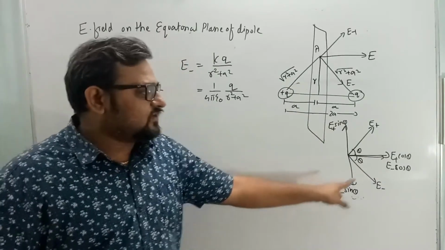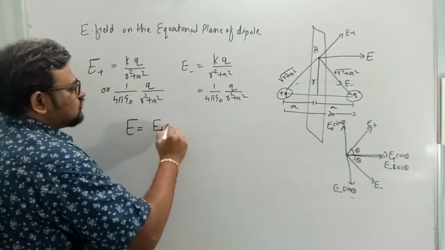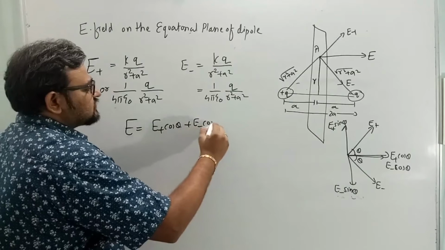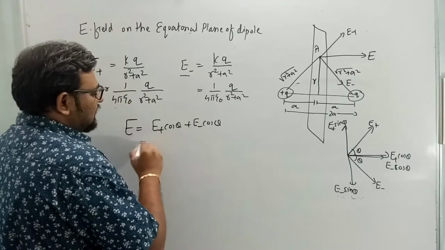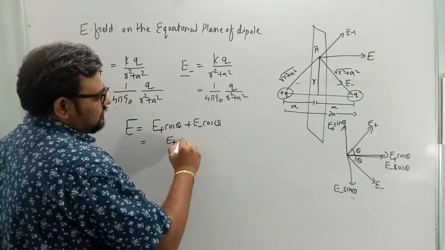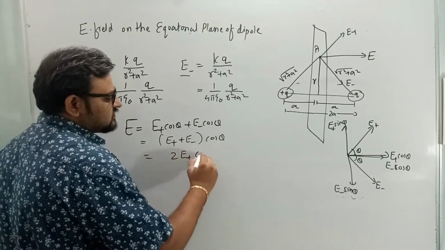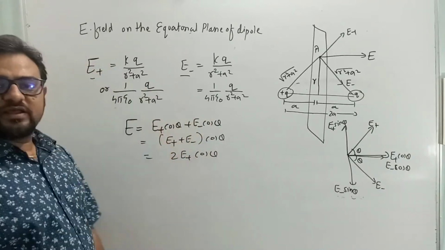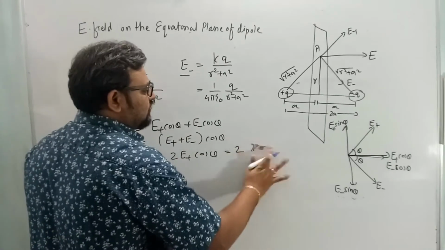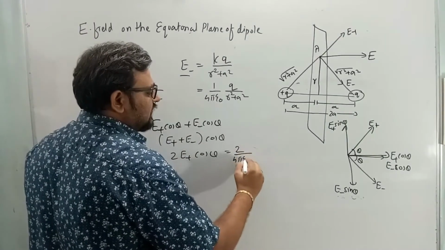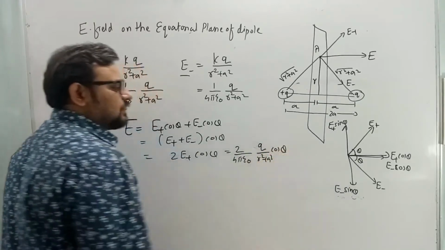The total electric field will be E plus cos theta plus E minus cos theta. So E will be equal to E plus cos theta plus E minus cos theta. But the value of E plus and E minus is the same, right? So I can write E minus cos theta as E plus cos theta, because magnitude wise both are the same. So this will be equal to 2 k, that is 2 by 4 pi epsilon 0, q upon r square plus a square, times cos theta.